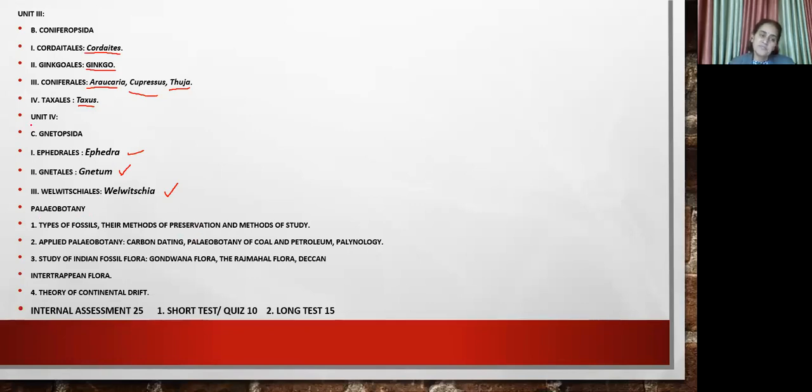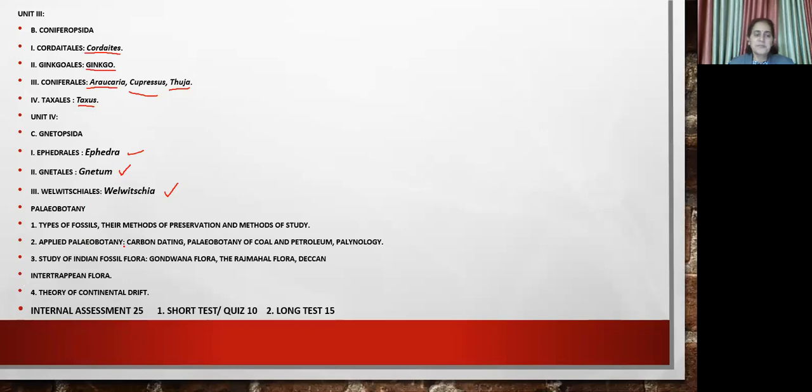Now come to unit 4 and section 2. This is section 1, Neotopsida, and section 2 is paleobotany. Under paleobotany, you have to study 4 important chapters. These chapters are types of fossils, their method of preservation and method of study. As we all know, bryophytic plants have very few fossils. Algae have the least fossils, but Pteridophyta have good fossils, and Gymnosperm has the best fossils, because we are going to study their characters because they are well preserved. So we get more and more fossils from this group.